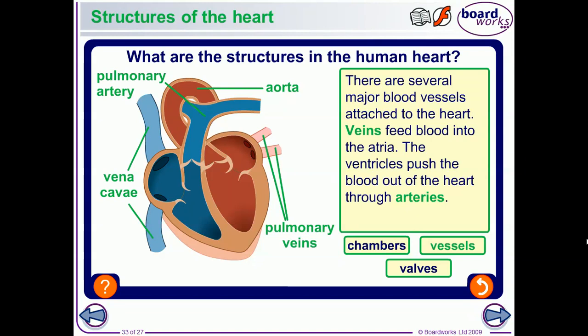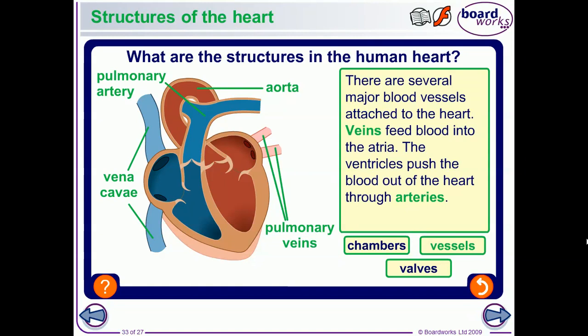So remember, arteries, in this case, take blood away from the heart. So away from the heart and to the lung is the pulmonary artery, and then veins is into the heart. So the pulmonary vein takes blood from the lung, which is pulmonary, and into the heart.